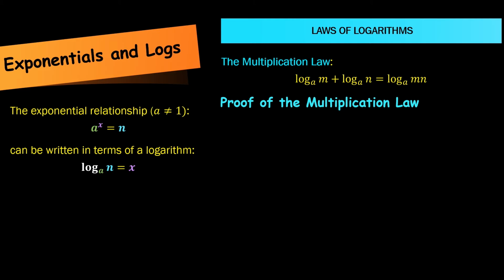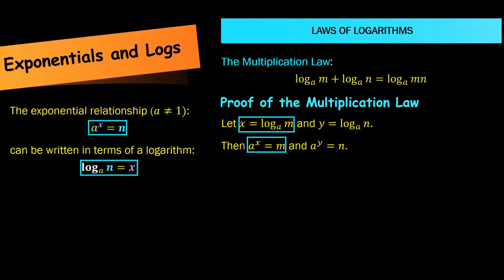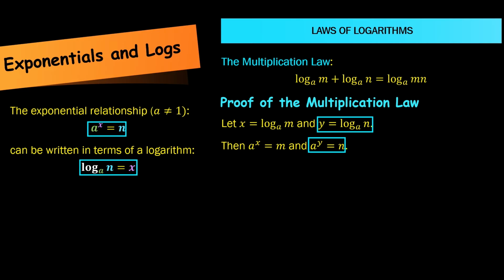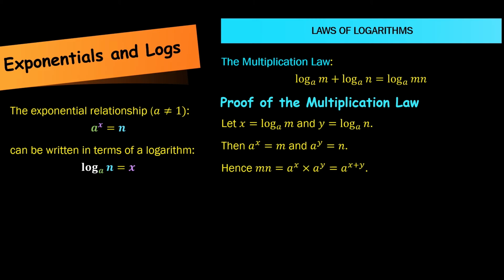Let's prove the multiplication law. Let x equal log m base a and y equal log n base a. Then we have, if we rearrange, a to the power x equals m and a to the power y equals n. Therefore, m times n is a to the power x times a to the power y, which equals a to the power x plus y.